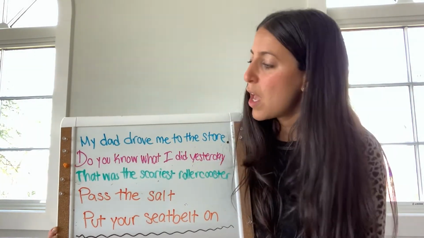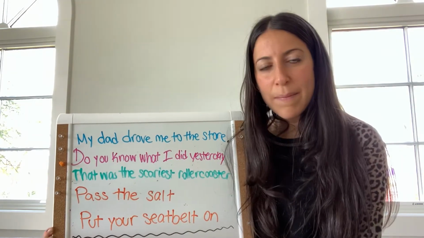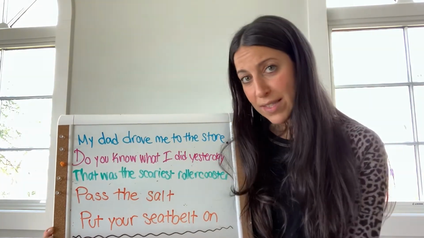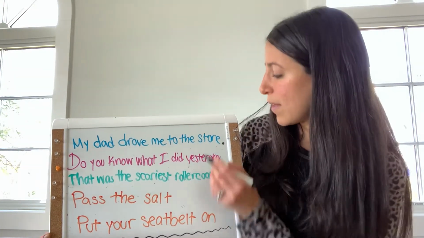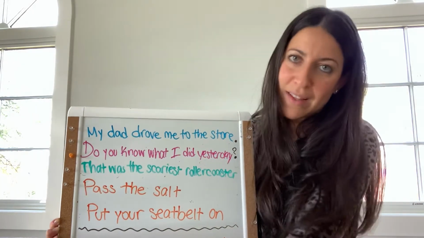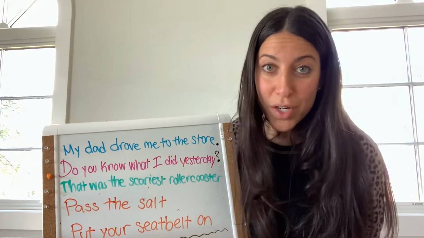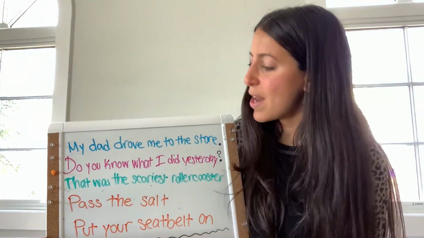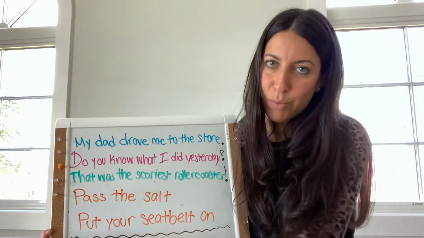The second sentence, do you know what I did yesterday? Okay, what type of sentence do you think that is? I'm actually asking a question, so that would be an interrogative sentence, and that would mean I would need a question mark at the end of that sentence. That was the scariest roller coaster. Okay, that is showing a lot of emotion, so it would need an exclamation point at the end because it's an exclamatory sentence.